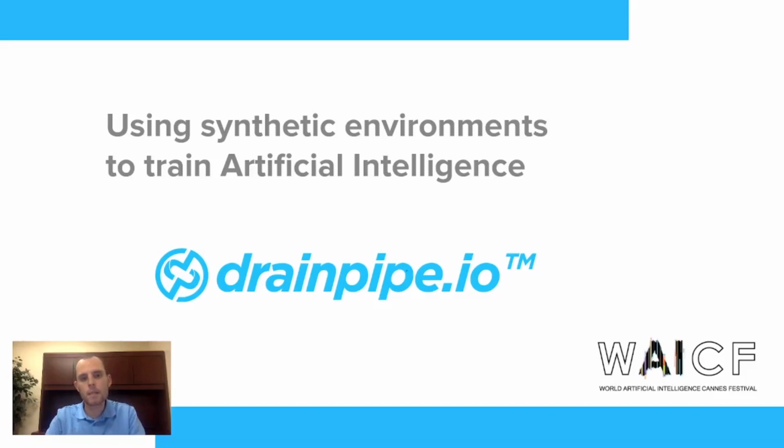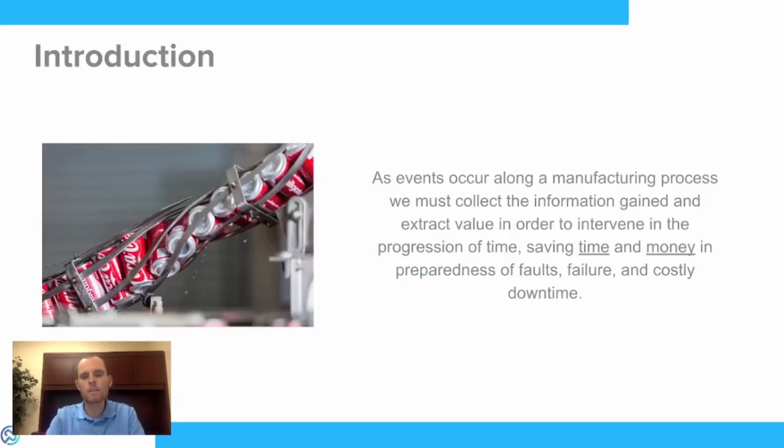Today we're going to be speaking about using synthetic environments to train artificial intelligence. As events occur along a manufacturing process, we must collect information gained in order to extract value and intervene in the progression of time. This allows us to save time and money in preparedness of faults, failure, and costly downtime in the manufacturing process.